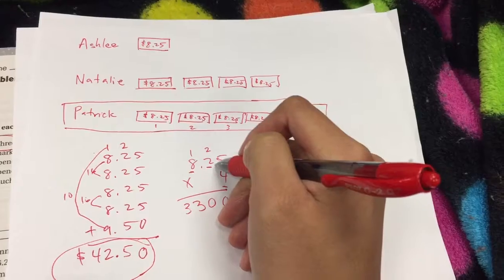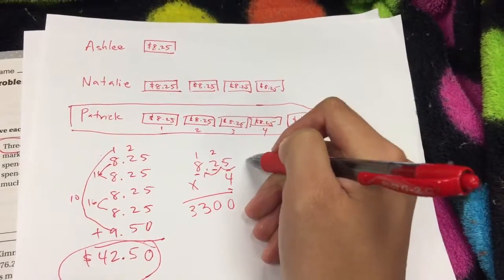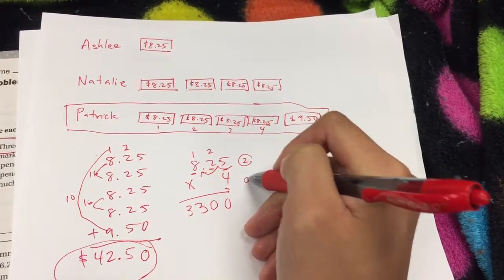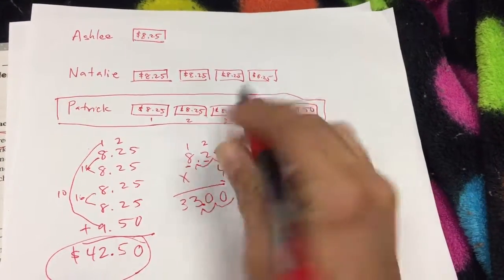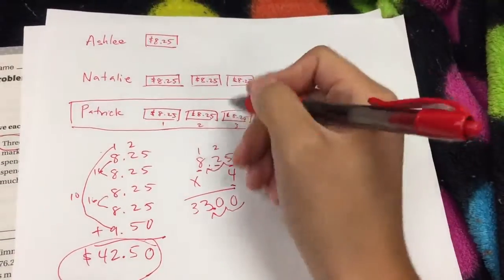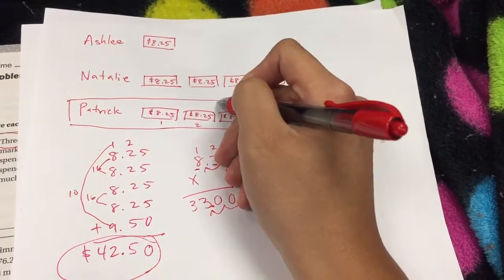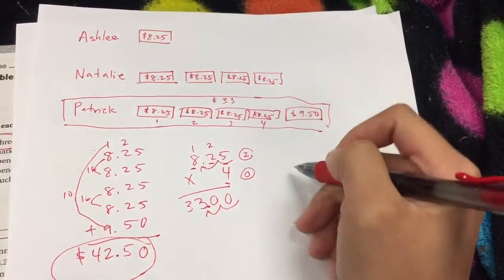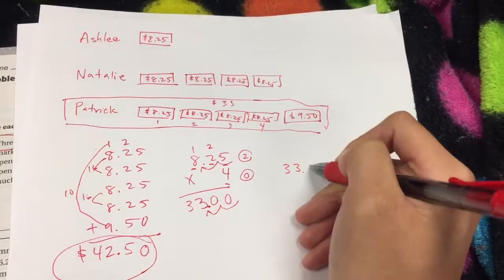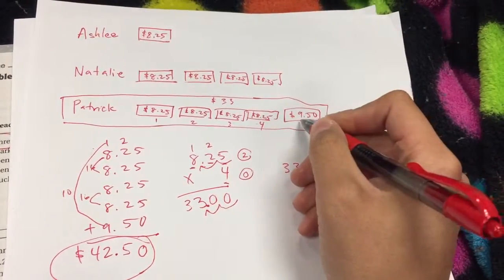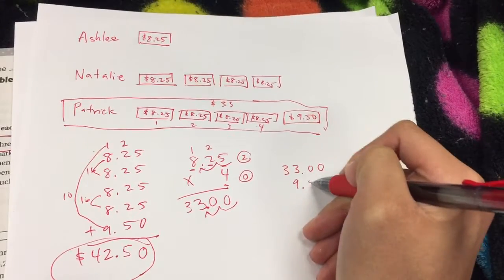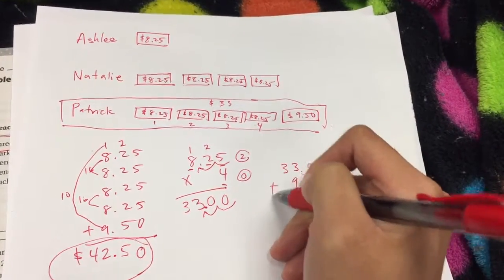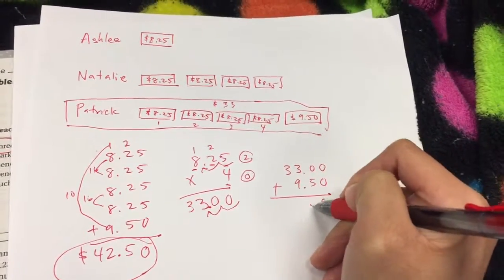Here we'll move our decimals, two places. Then once you get that this total is $33 for these 4, you add the $9.50. The tricky part with the $9.50 is you have to make sure the ones, the decimals, the tenths, and the hundredths line up. If not, your whole answer is going to be wrong.